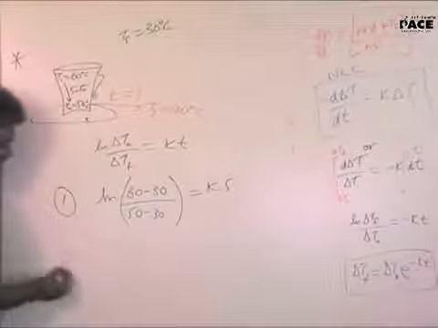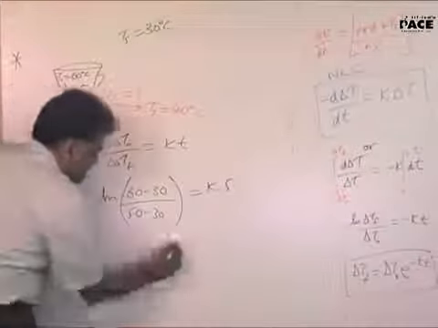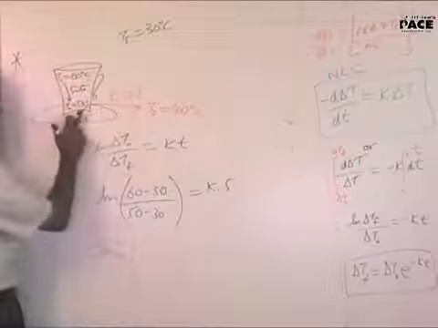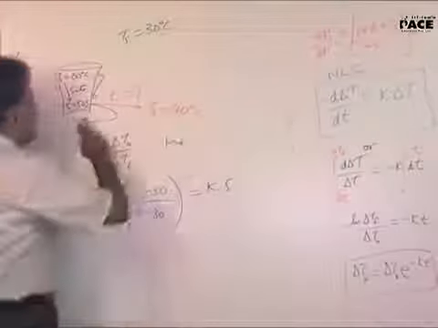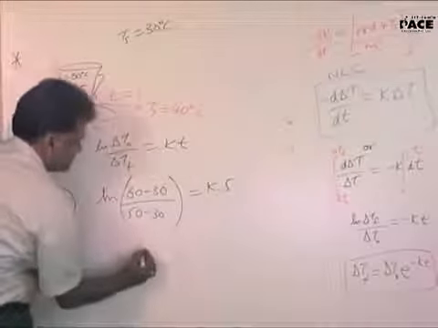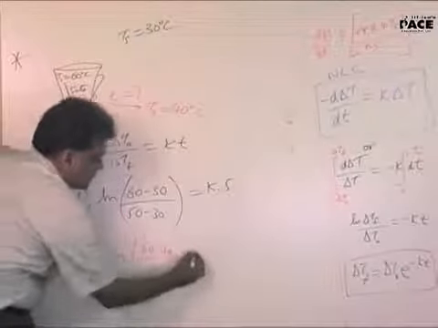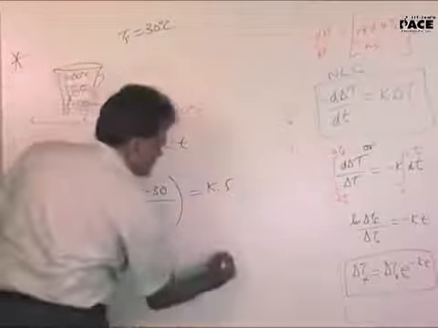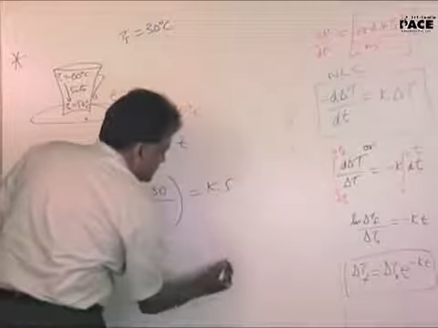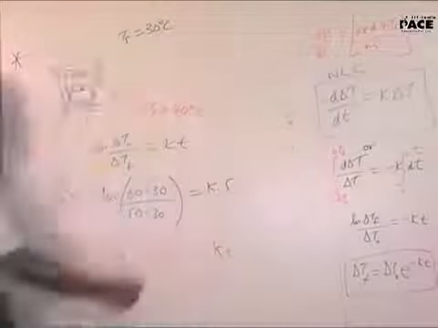Equation 2, you take this as 50 as initial and 40 as final. Initial is 50 minus 30. Final is 40 minus 30 equals how much time it takes. Well, that's what I want to find out, T. So how do I solve this?